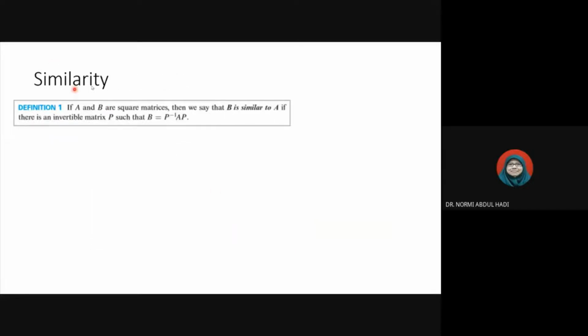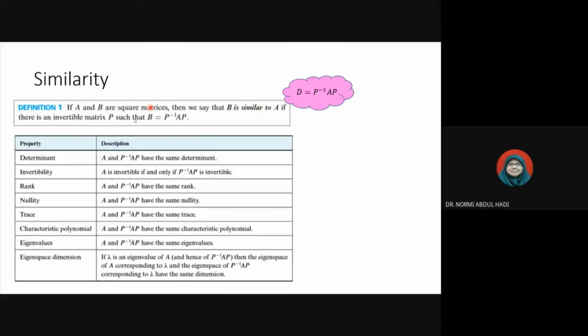Next, what is similarity? Let's say we have two matrices A and B, both square matrices. We can write B equals P inverse AP. So if B can be written in this form, B is similar to A. Why do we need to find the diagonal matrix of A, which is D? D is equal to P inverse AP. Based on this definition, D is similar to A. So this is the reason why we need to find D.